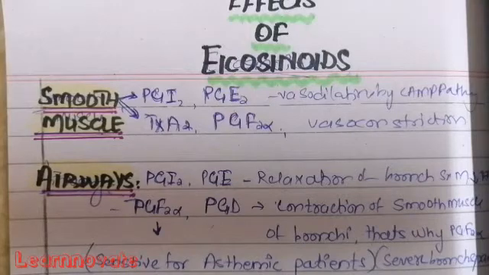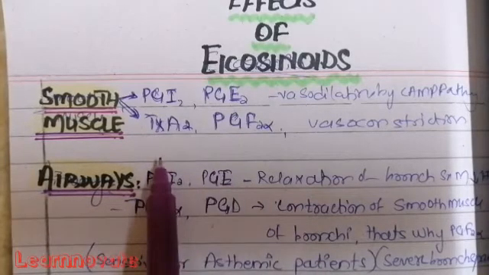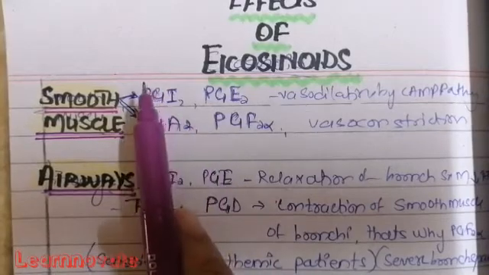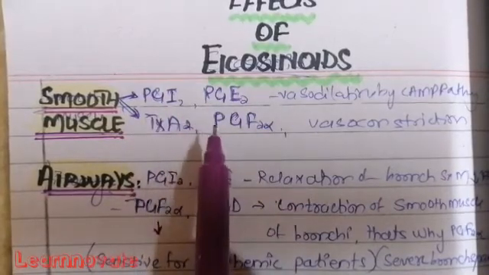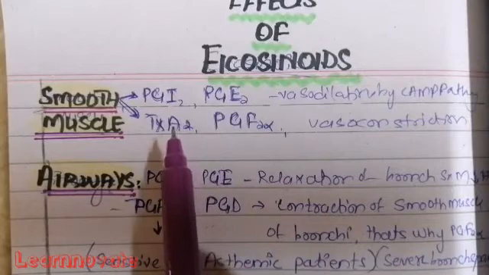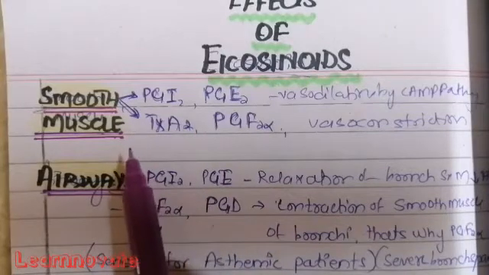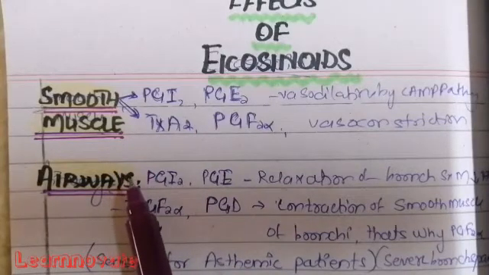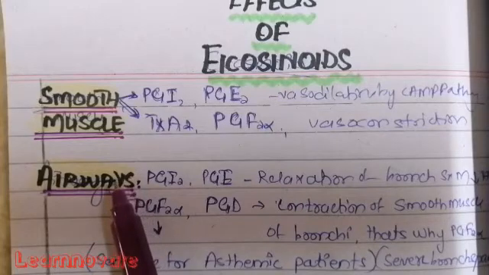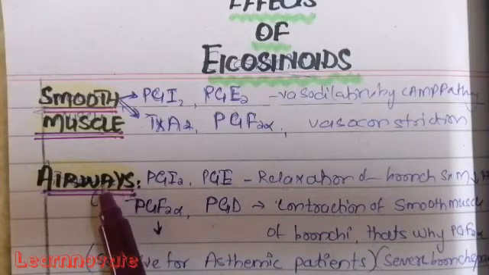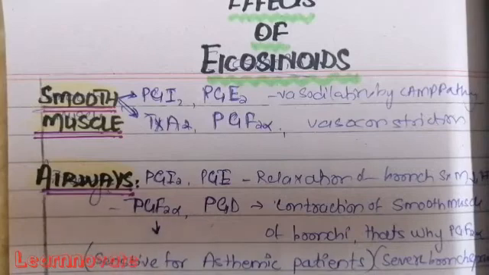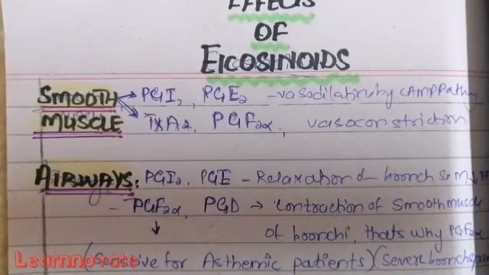But here we are going to discuss especially the cyclooxygenase pathway metabolites, that are prostaglandins I2, E2, F2 alpha, and thromboxane A2. These prostaglandins affect different organs of our body and the smooth muscles, including the uterus, airways, GI tract, nervous system, platelets, heart, and reproductive system. So one by one we are going to discuss all of this.